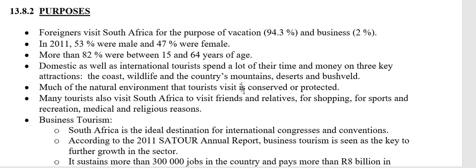Much or a large part of the natural environment that tourists come to visit is conserved or protected. It's conservation areas. Like Table Mountain is a conservation area. Like Kruger National Park is a conservation area. Any game parks, things like that, that is protected, that is where they come and see. That's where the animals are safe. Everywhere else, we've kind of killed them all. So this is where they can come to experience all the animal life and the plants and whatever.